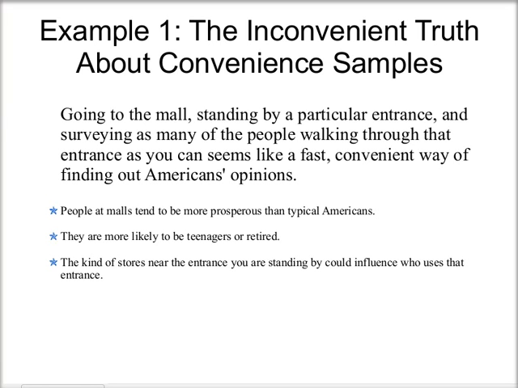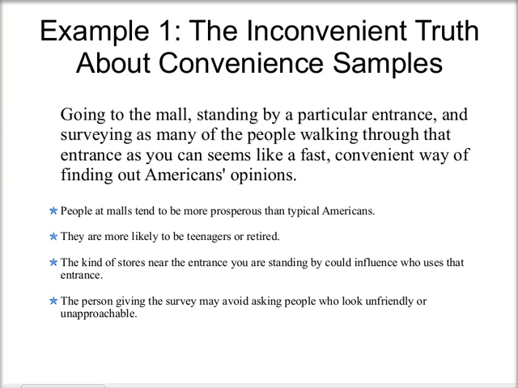The kind of stores near the entrance you are standing by could influence who uses that entrance. So if you're standing next to a store that sells tools and paint, maybe like a Sears, then you could be more likely to get people who are doing home improvement projects. Whereas if you stand by a department store like JCPenney or a Macy's, then you'd be more likely probably to get women who are out shopping for clothes, maybe. Finally, the person giving the survey may avoid asking people who look unfriendly or unapproachable.